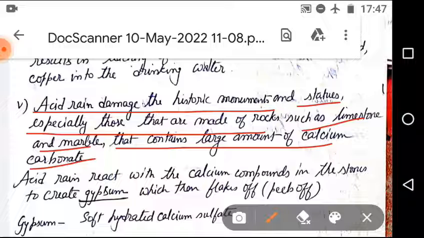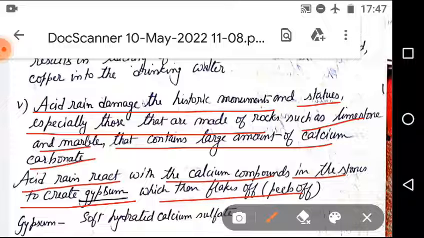Acid rain reacts with the calcium compounds in the stones to create gypsum, and it peels off, just like we peel the skin off an orange. If the stones or rocks contain lots of calcium, they will interact with acid rainwater and flake off, and they will corrode.